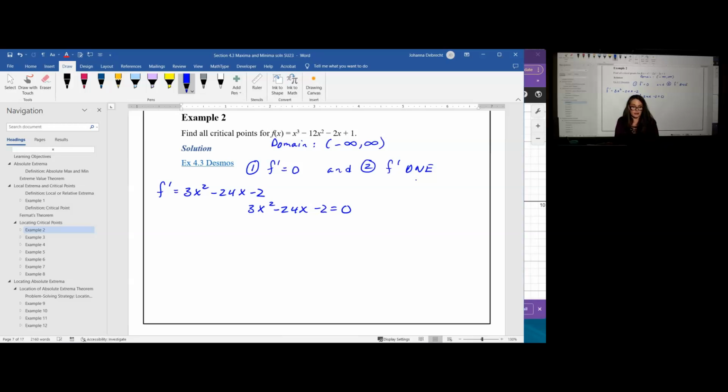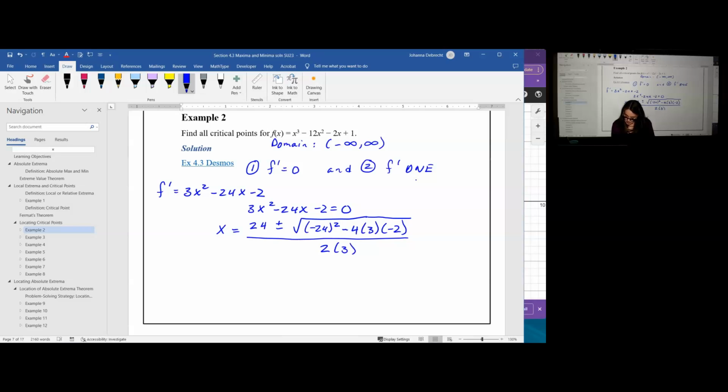When I do that, I'm going to have to use the quadratic formula because this one does not factor. In that case, I'm going to get x equals the opposite of b, which is 24, plus or minus the square root of b squared, negative 24 squared, which is 576, minus 4 times a, which is 3, times c, which is negative 2. All of this is divided by 2 times a, which is 3.